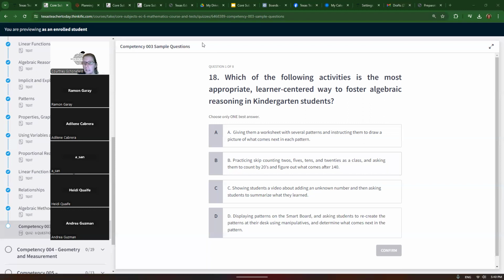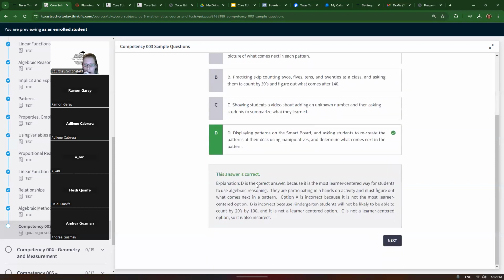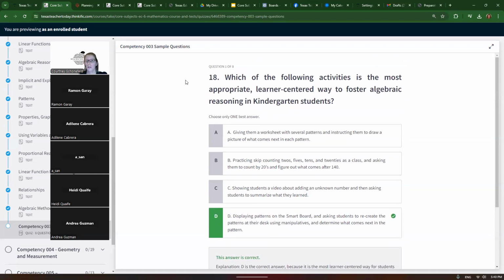So I see D. So let me show you what happens in the course when you pick your answer. D is correct because it is the most learner-centered way for students to use algebraic reasoning. So when you're picking the correct answer, and you guys got this one right, which is great, we first want to pick one that's on topic. Which one is appropriate for kindergarten, right? So first, it has to be appropriate for kindergarten.